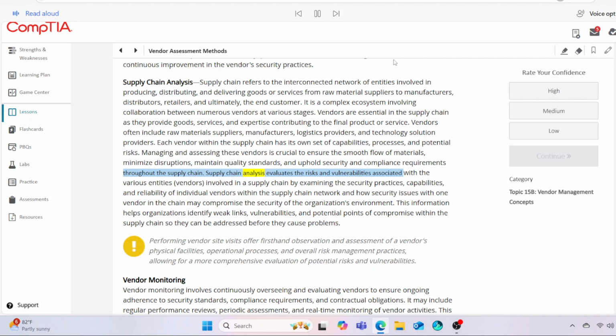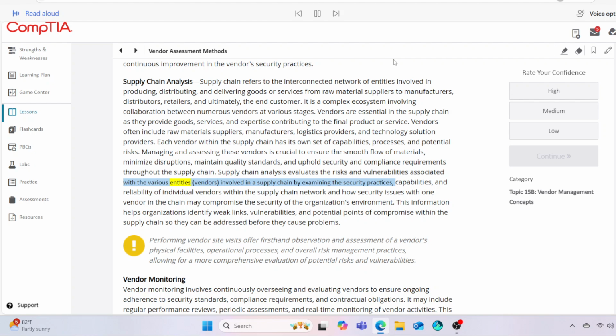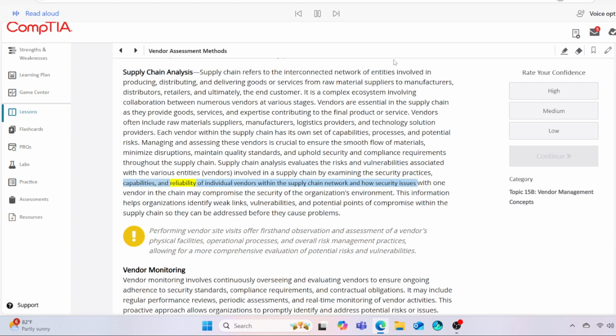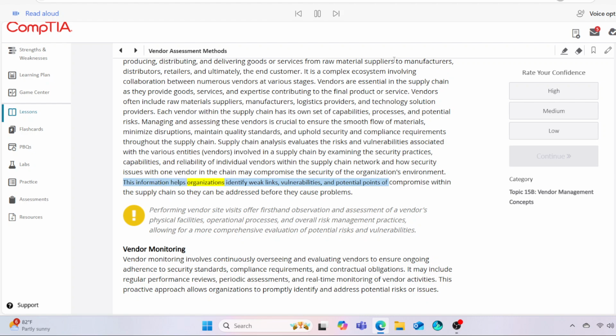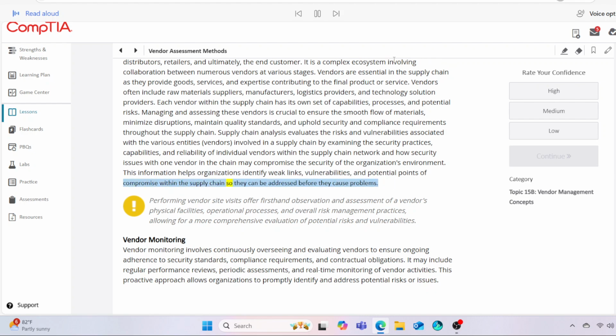Supply chain analysis evaluates the risks and vulnerabilities associated with the various entities, vendors, involved in a supply chain by examining the security practices, capabilities, and reliability of individual vendors within the supply chain network, and how security issues with one vendor in the chain may compromise the security of the organization's environment. This information helps organizations identify weak links, vulnerabilities, and potential points of compromise within the supply chain so they can be addressed before they cause problems.